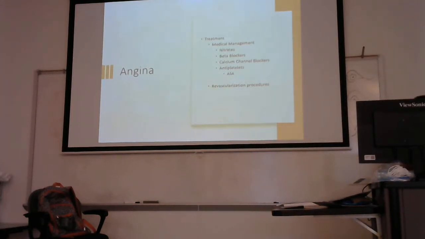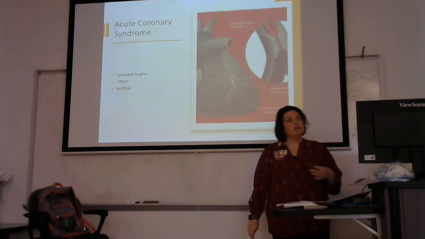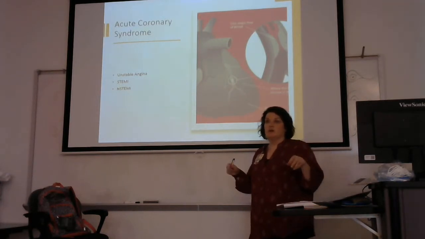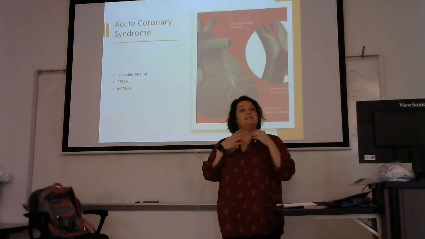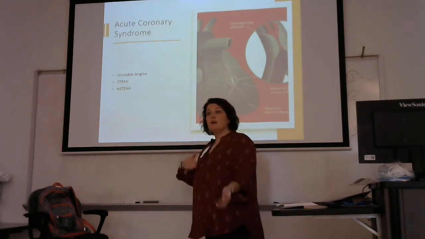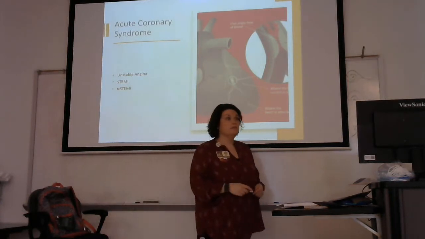So that's what we do when we figure out that what they have is angina. It's not a true acute coronary syndrome. So acute coronary syndrome, that's like the latest buzzword. It could be unstable angina. It could be a STEMI or a non-STEMI. We talked about those last week. Remember we talked about STEMI, that's ST elevation.